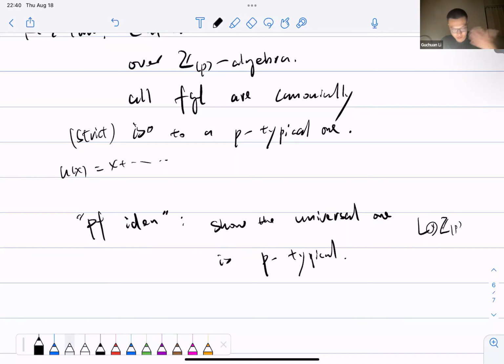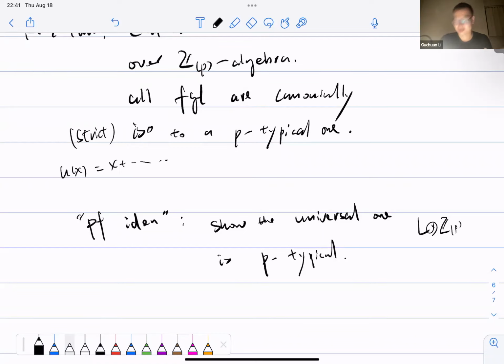Then this one shows everything will be p-typical. However, this will not just be, so this is a p-typical one, but this itself is not the universal p-typical formal group law. So maybe an analog is in Anne's talk, where you already see the p-localization of MU splits as a bunch of suspensions of Brown-Petersen spectra. So the p-typical one will be corresponding to the Brown-Petersen.